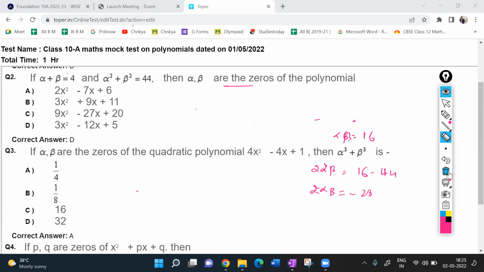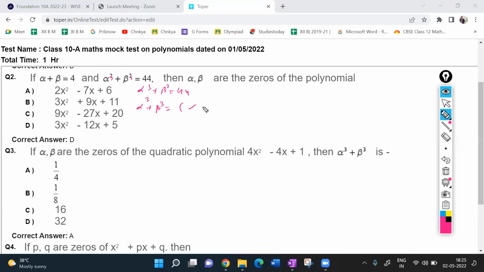I think it should be cube, beta. When I was preparing the question paper, it was looking like cube. Okay, no problem, guys. If it is cube, take it as cube and solve it now. So alpha cube plus beta cube is 44, and alpha plus beta. Sir, we are getting minus 47 by 64. Sir, I have done like that.